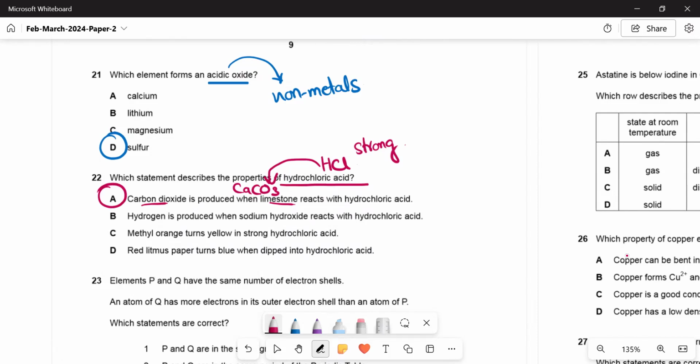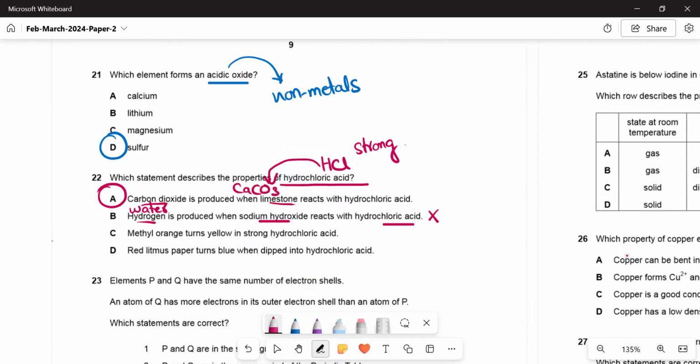If we see the other options, hydrogen is produced when sodium hydroxide reacts with hydrochloric acid. This one is wrong because whenever an alkali reacts with an acid, it forms salt and water, not hydrogen.